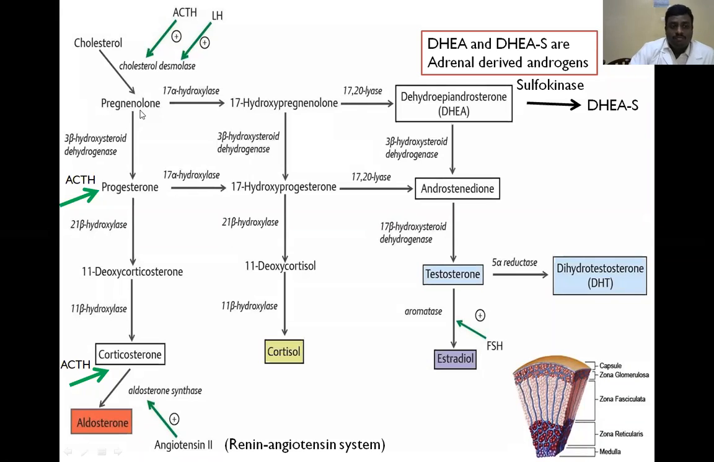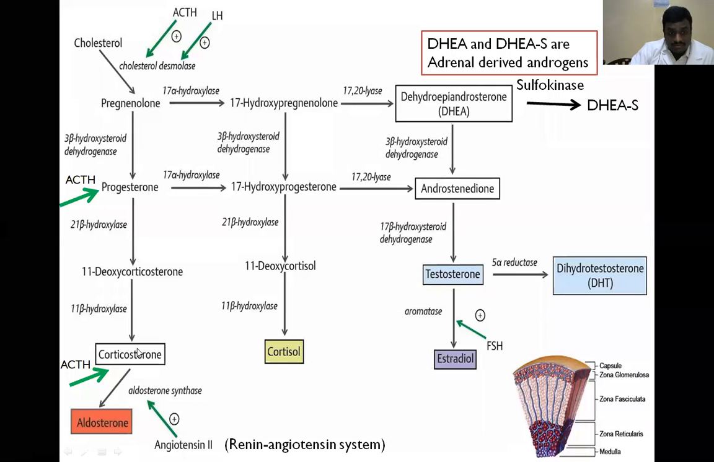So the first reaction takes place in the zona glomerulosa, the first layer. Second, cortisol synthesis takes place in the zona fasciculata, and the third cycle takes place in the zona reticularis.